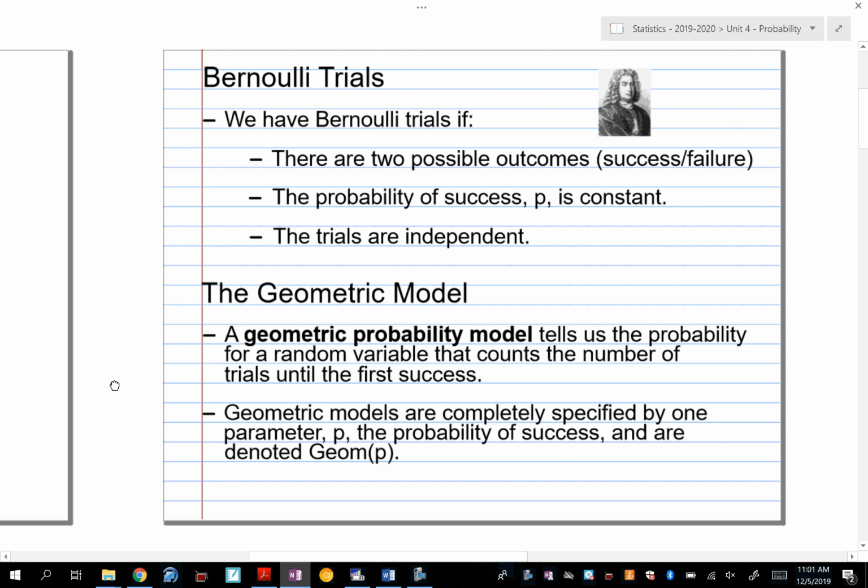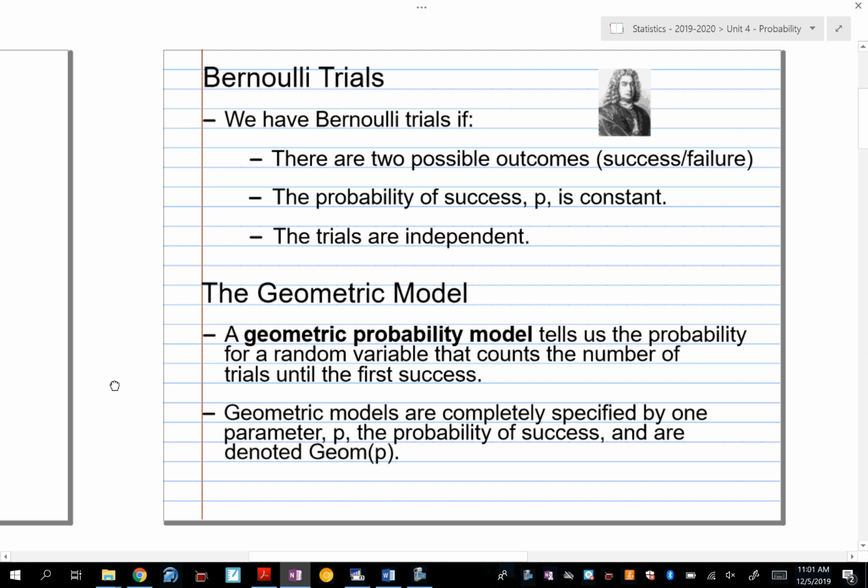But the most basic Bernoulli trial that you have experienced in this room is the flip of a coin. That's a Bernoulli trial, right? Success or failure, heads or tails. Constant probability of success is 50%. And they're independent. When you flip a coin, it doesn't affect the next one. That's a Bernoulli trial.